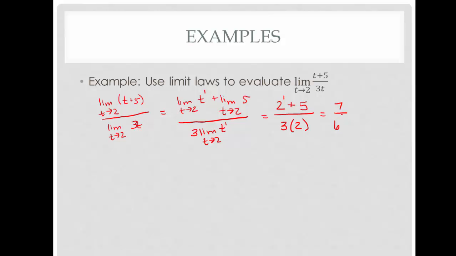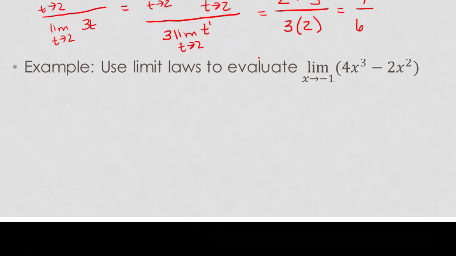And the important thing about this is not a guess. This is not an estimate. We didn't have to look at putting in numbers as they approach 2, like 1.9 and 1.99 and 2.1, etc. We don't guess off of this. This is the exact value of this particular limit. Let's look at another example.